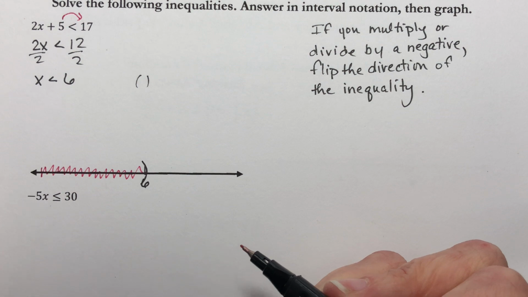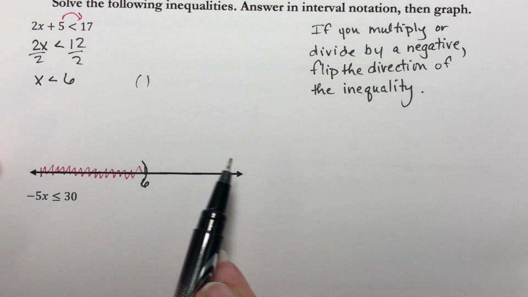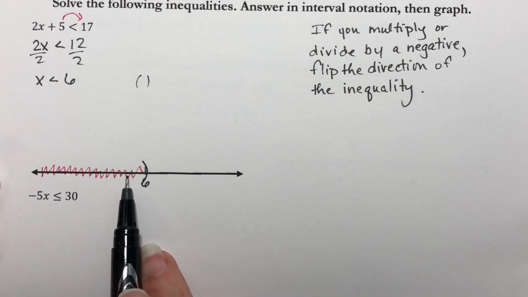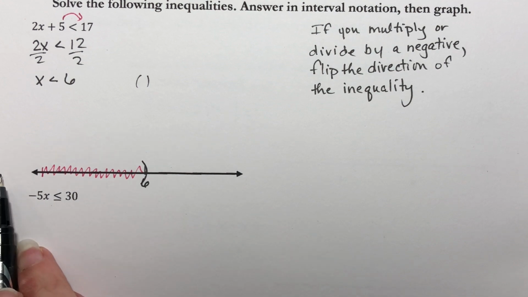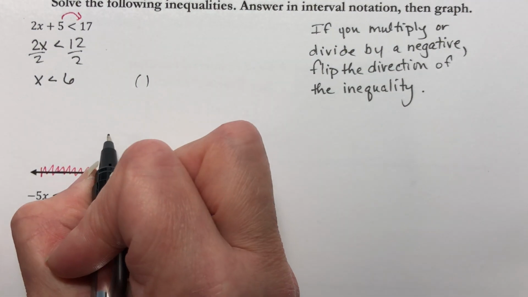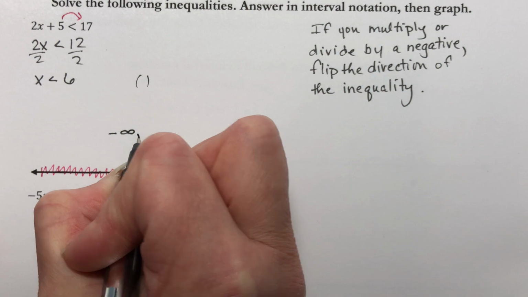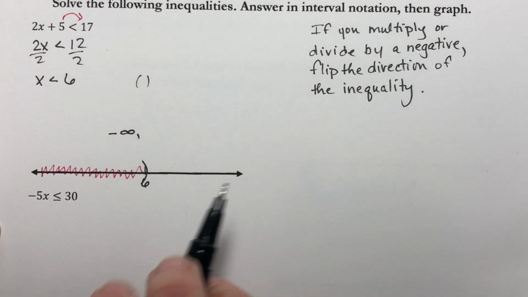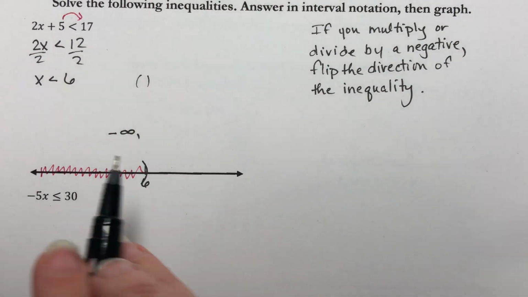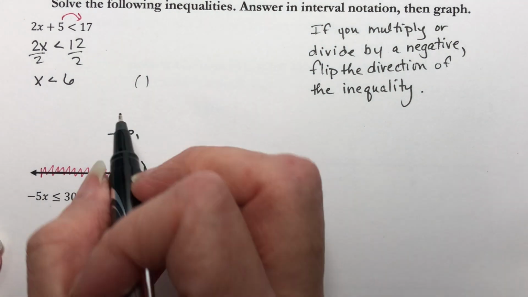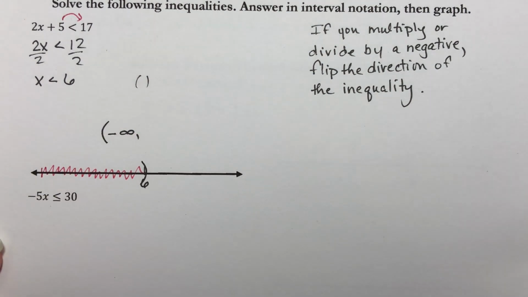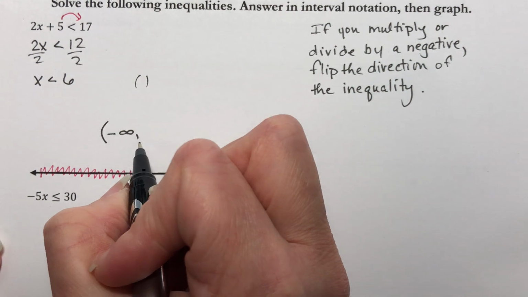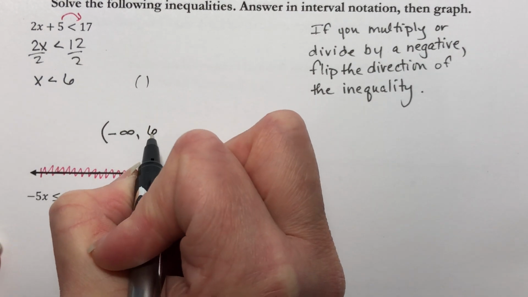Now to do your interval notation, we always talk about our left-hand boundary and then our right-hand boundary. Since this runs off forever in the left-hand direction, that goes to negative infinity. We don't put our infinities on our graph, they're just understood to be off to the sides. So my left-hand boundary is negative infinity, and infinities, whether positive or negative, always get parentheses, comma, our right-hand boundary is 6.